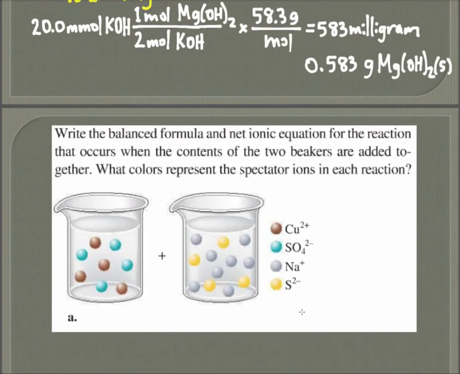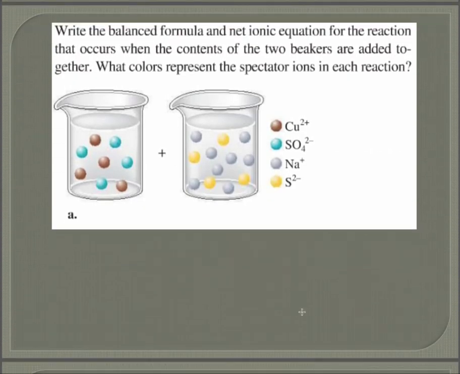I'm going quickly with the knowledge that you can pause this and go back and look at the PDF perhaps as well. Write a balanced chemical equation for the net ionic reaction for the reaction that occurs when the contents of the two beakers are mixed. What colors represent spectator ions? Do you know your solubility rules? Isn't it true that most sulfides don't dissolve in water?